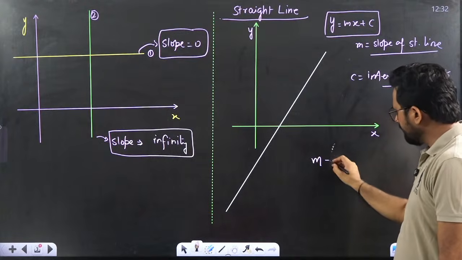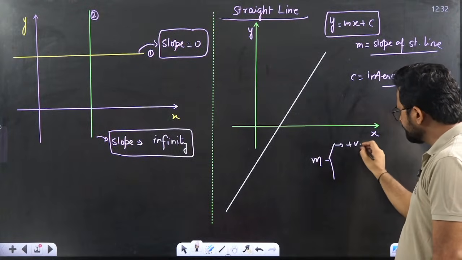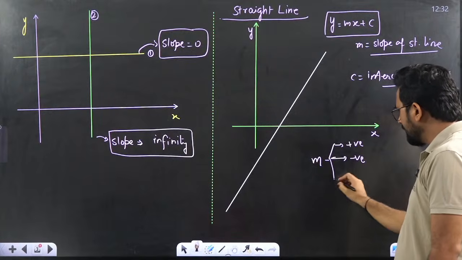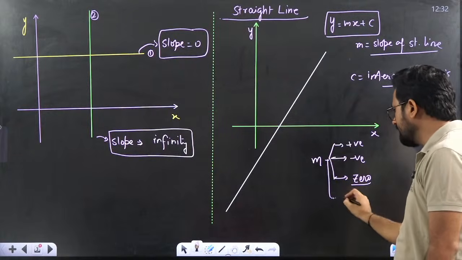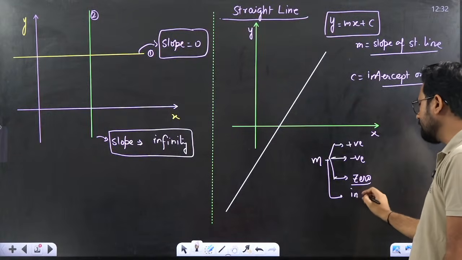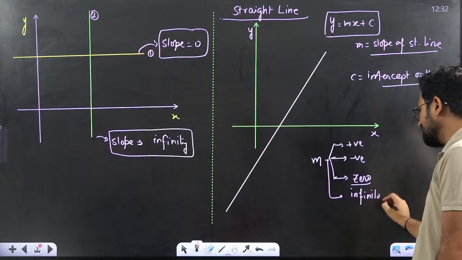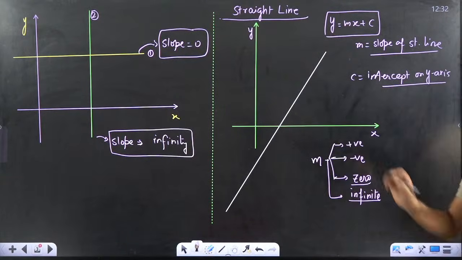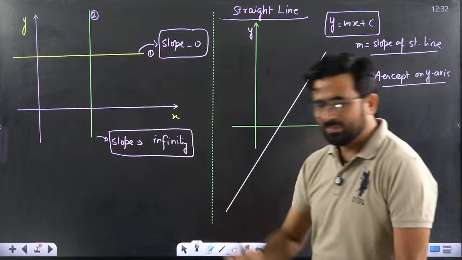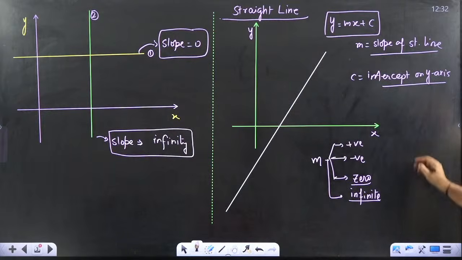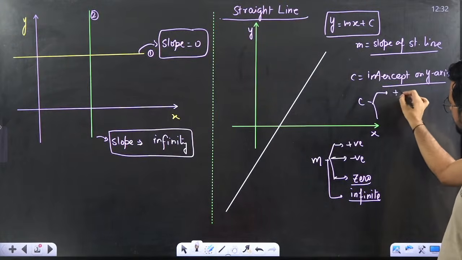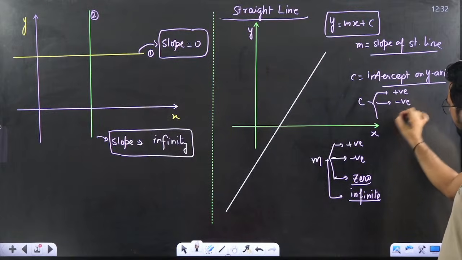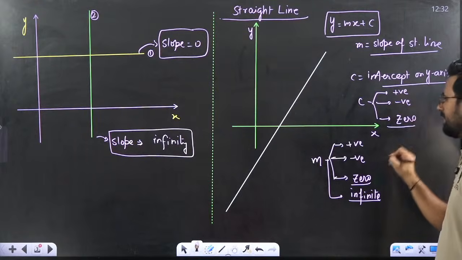This m can be different values. It can be positive, it can be negative, it can be 0 also. Remember this thing. And definitely it can be infinity also, no doubt about it. So you have to understand first. I will explain one by one in detail. Similarly, this c can also be of different types. It can be positive, it can be negative, it can be 0. So I am explaining one by one.